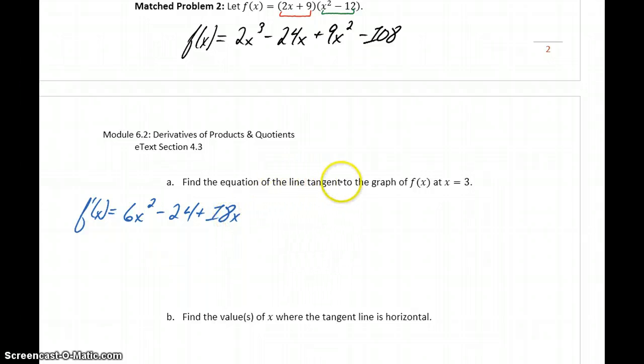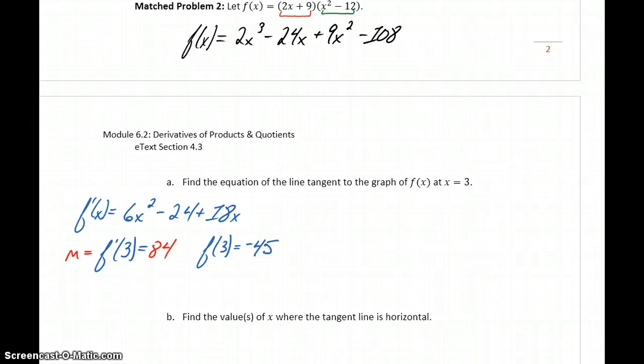We want the slope of the tangent line, or the equation of the tangent line, at x equals 3. So the first thing we need is the slope of our tangent line. So our slope we can find by evaluating our derivative function at 3, which in this case would give us 84. And to get the x and y coordinate that our point passes through, we can evaluate the original function at 3, which will give us negative 45.